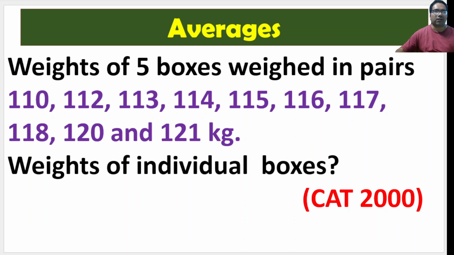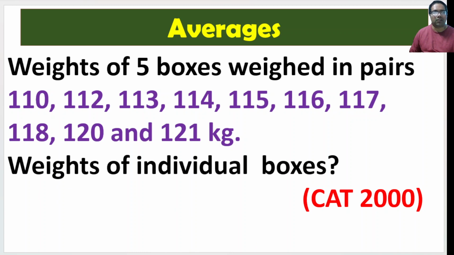We are given the weights of all those 10 pairs: 110, 112, 113, 114, etc. Now, what are the individual weights of these boxes? It could be anything, right? 50 plus 60, 30 plus, let's say 80, whatever. It could be anything. What are those combinations? The problem is pretty interesting.